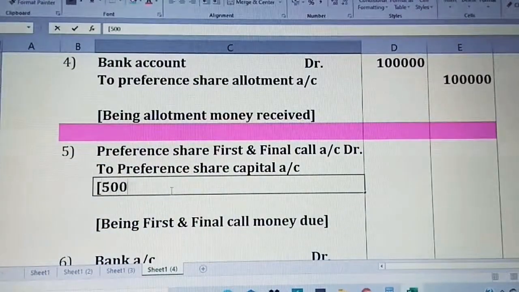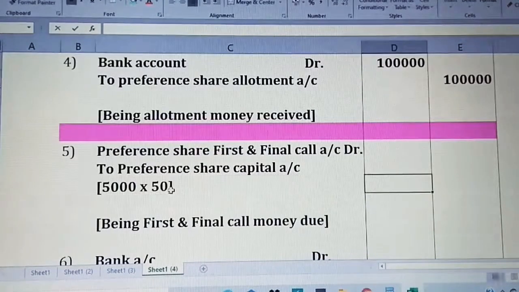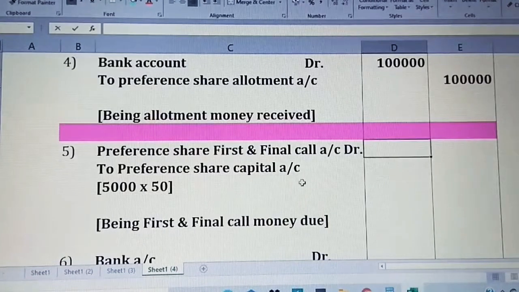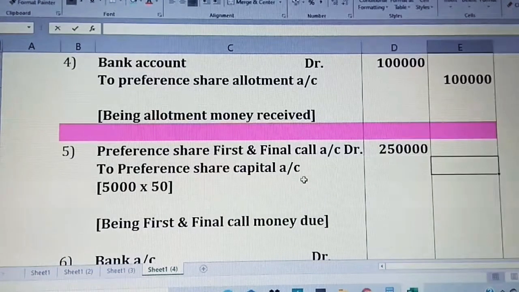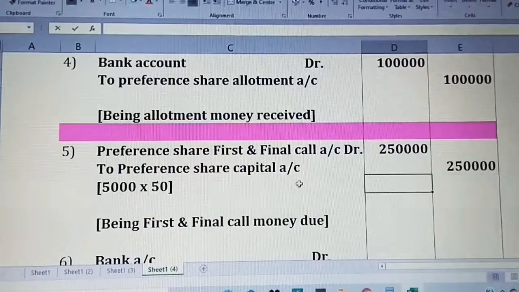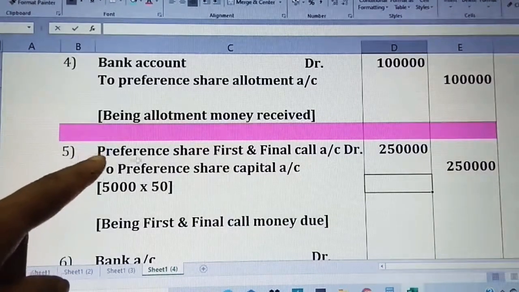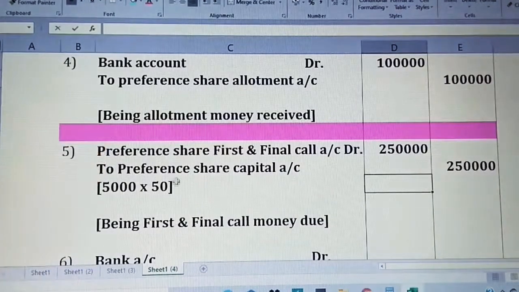So here the same 5,000 into what is the rate of that? 50. So you have to take up this value now. It's going to be 2,50,000, being first and final call money due. So the due entry, there are no changes. It's just the same. Only the word preference would be added here in the calculation. Okay, let us go for the next, students.